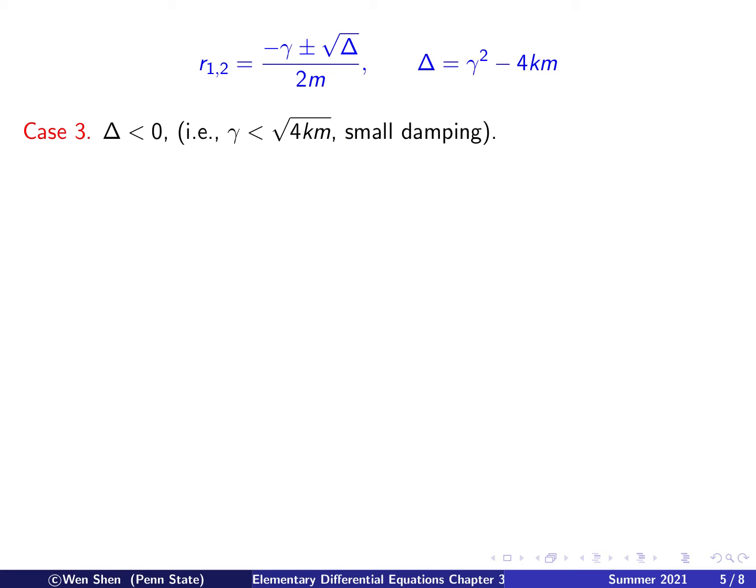Now, the final case, case 3, is when the discriminant delta is less than 0. That means gamma squared is less than that, so gamma is less than the square root of 4km. So here the damping is small. It's smaller than the critical damping. So it's a case of small damping. Small damping basically says it's easier to move. The medium would offer less resistance for you to move around.